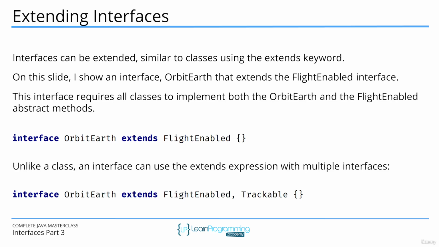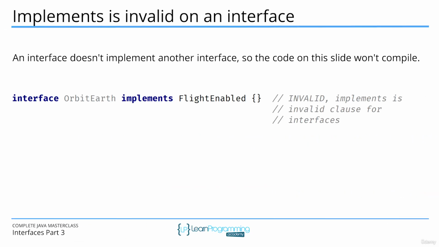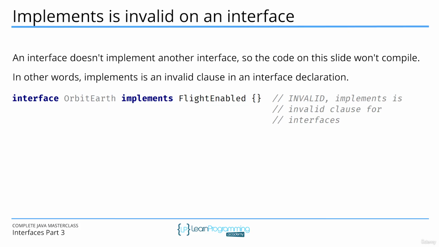Unlike a class, an interface can use the extends expression with multiple interfaces. An interface doesn't implement another interface, so the code on this slide won't compile. In other words, implements is an invalid clause in an interface declaration. Let's see this in code.